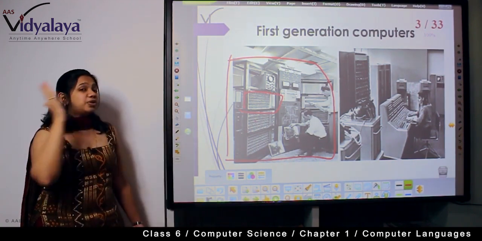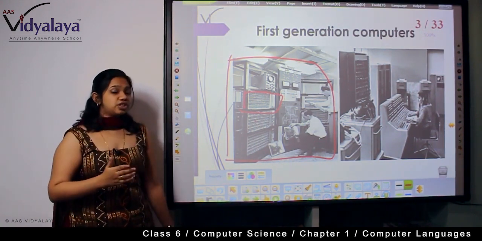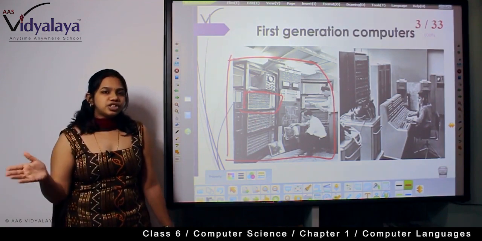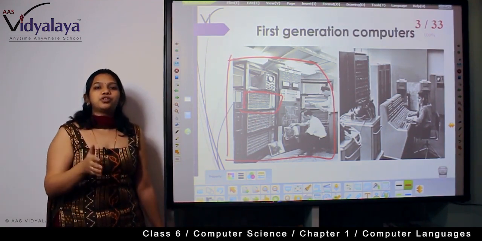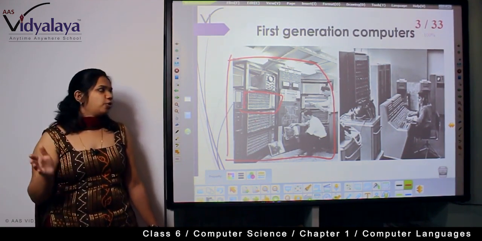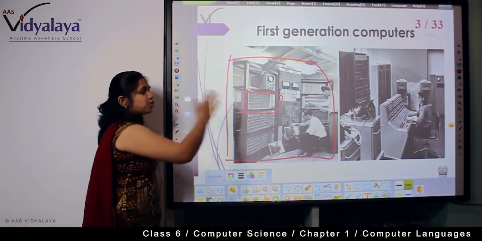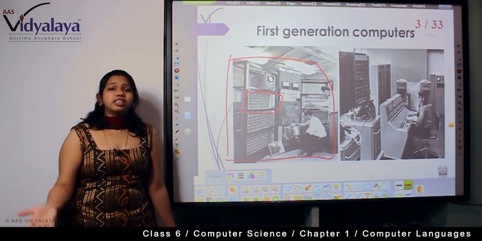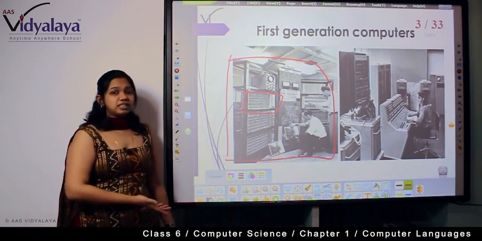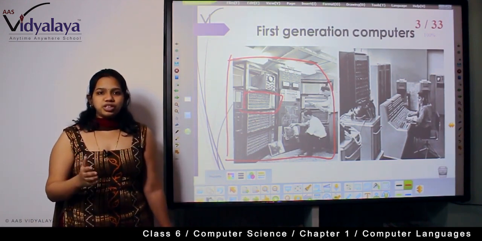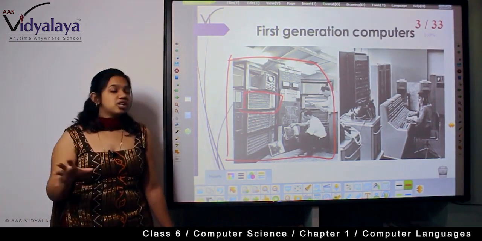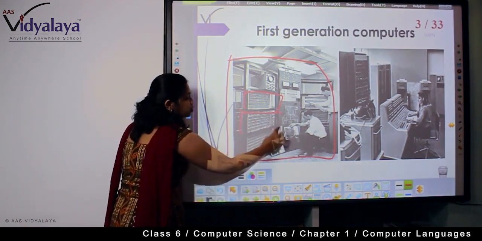So what is the link between a first generation language and first generation computers? The first generation language was exclusively mapped for the first generation computers. So what are these switches? All we know is a keyboard or a touchpad. What are these switch panels? First generation computers had only switches. Every panel would have switches.